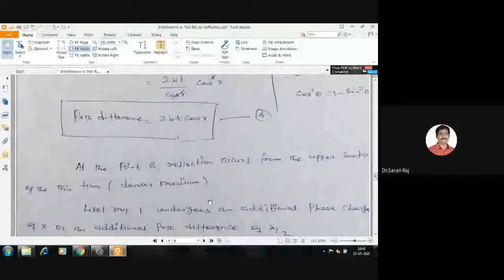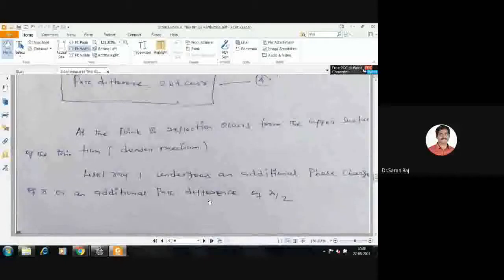Now, what is the phase difference of constructive interference and destructive interference? That we can also determine in this equation, because that is a very important thing. In this, at the point B, reflection occurs from the upper surface of the medium. So that medium we say is the denser medium of the ray. In this denser medium, the light ray undergoes an additional phase change of pi or additional path difference of lambda by 2.